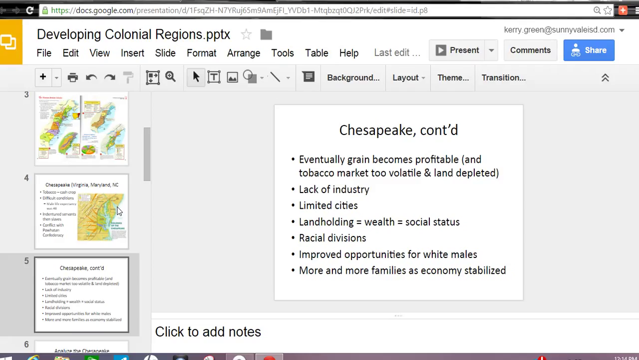And so slave life on the East Coast, thanks in part to these developing changes, becomes very different than what it will be under cotton production, and even what it was under tobacco production. So just keep in mind that this stability and this increase in families is not just for whites, it's for blacks too.